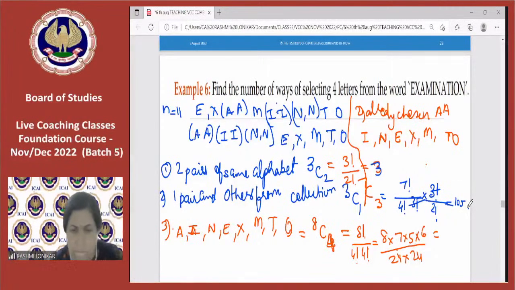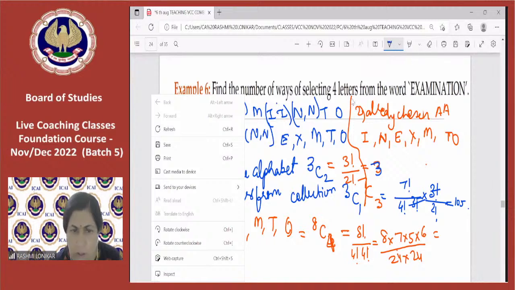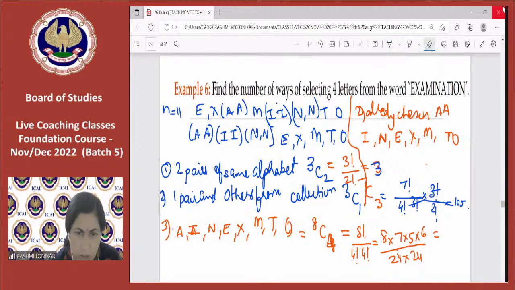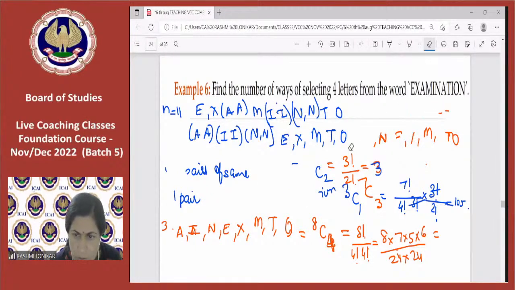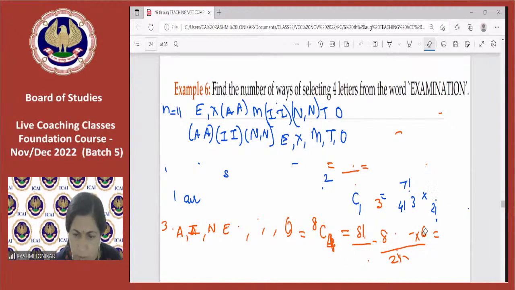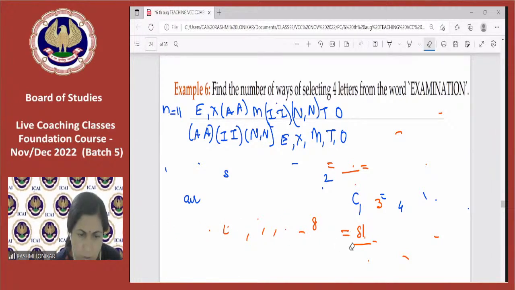Okay. Yes, I know it is tough. I know it is tough. That is why I'm taking these sums, so that you are able to understand them very well. You can do the normal calculation yourself, don't worry. Most important is that you understand the concept.